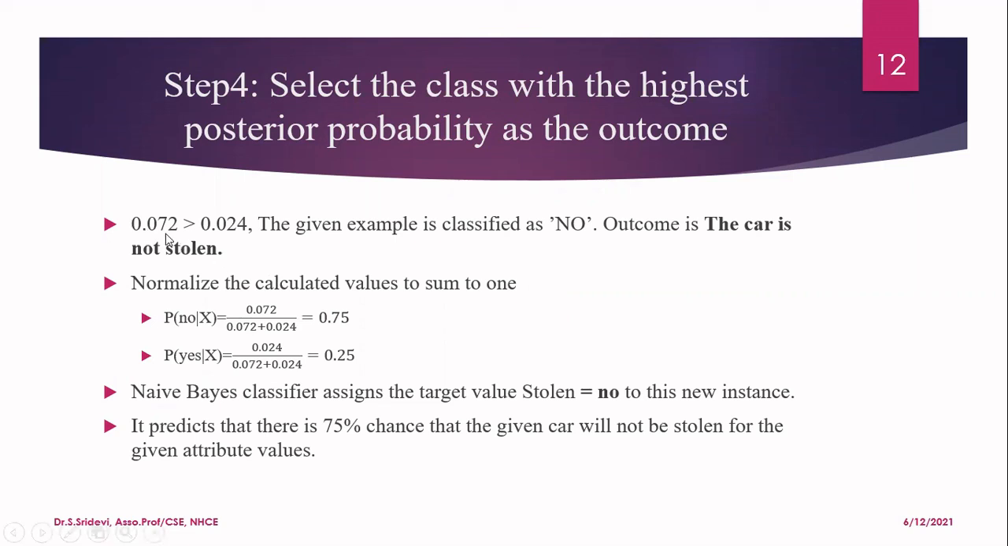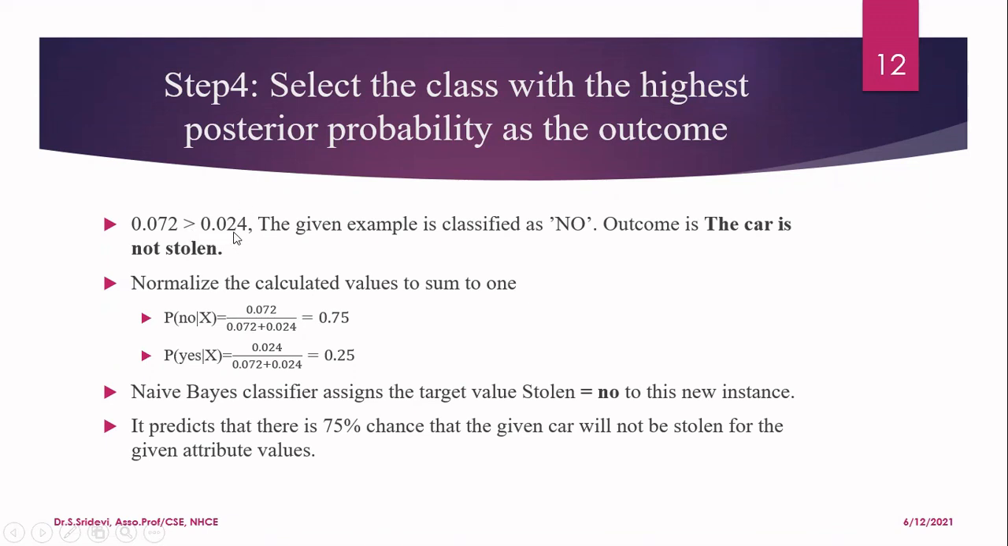But now if you add these 2 values, you will not get 1. You are getting some other value. So you have to normalize it. The first one is related to no. So the probability of no given X is equal to 0.072 divided by 0.072 plus 0.024. What is normalizing? I'm adding these two values, and whatever my value is, I'm dividing that by the total sum. So it is nothing but 0.75.